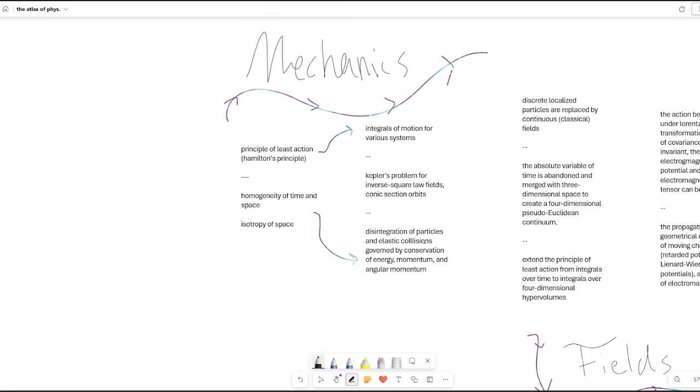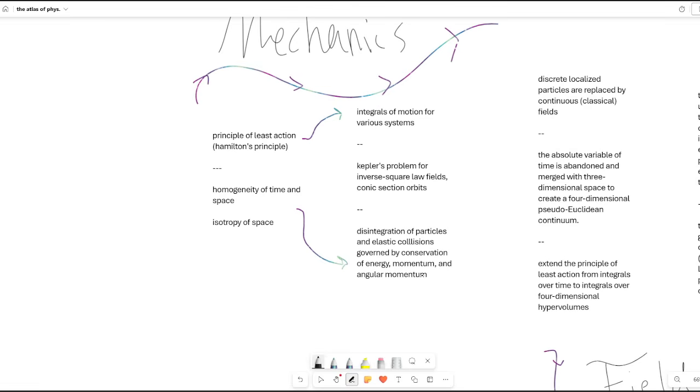Now the disintegration of particles and elastic collisions. This would be scattering types of phenomena. Scattering is kind of the opposite of collisions, but fundamentally the equations that we have work because of the conservation of energy, momentum, and angular momentum that we originally had.